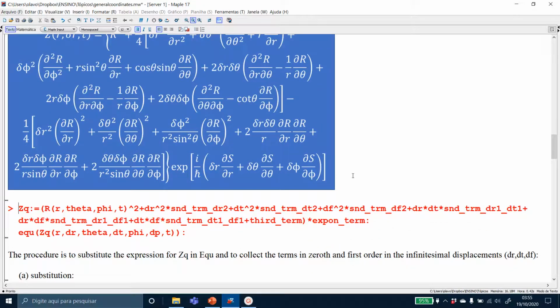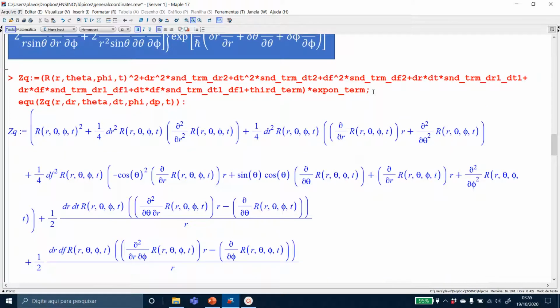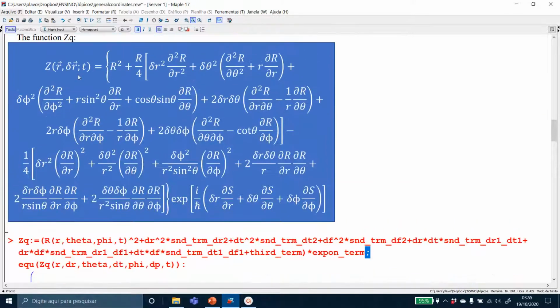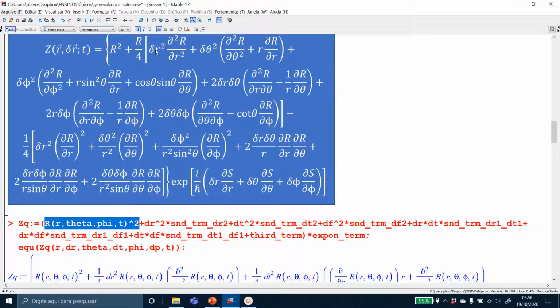We can show this if you want to see. We just make it appear by changing here. Users of Maple know that. And see, this is the r squared. The term in delta r squared is here.